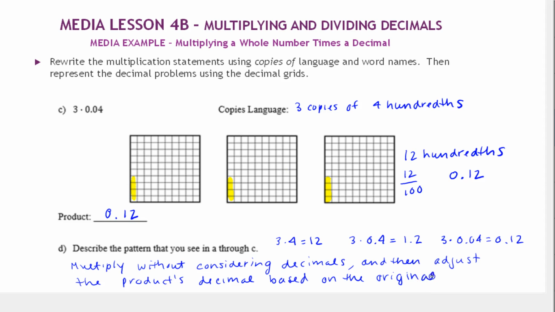So this is one pattern I see, and maybe you see others, and we're going to write this out in more detail later, but basically we see 3 and a 4, that's 12. It's going to be 12 tenths based on where this decimal is. 3 times 4 is 12, and it's going to be 12 hundredths based on where this decimal is.